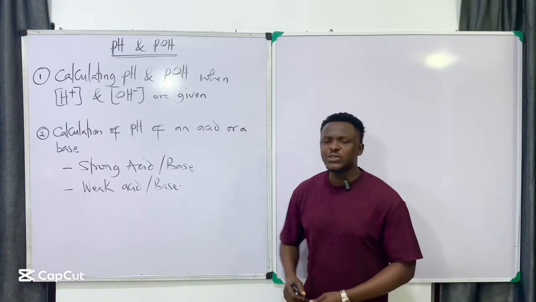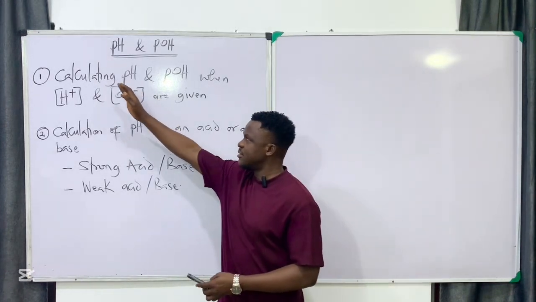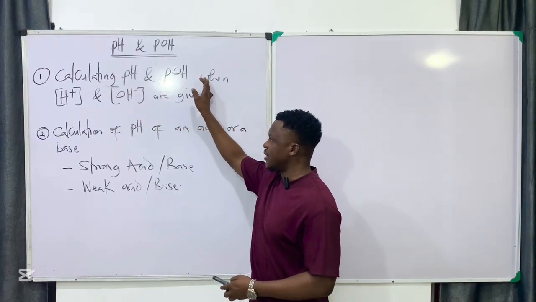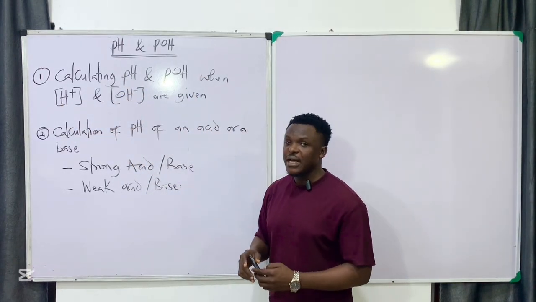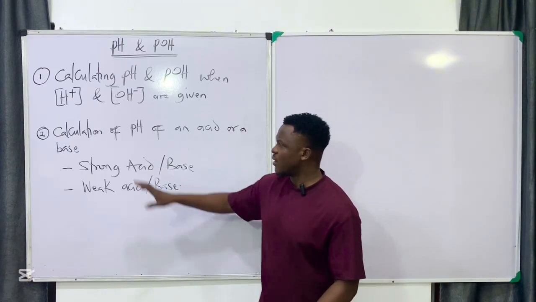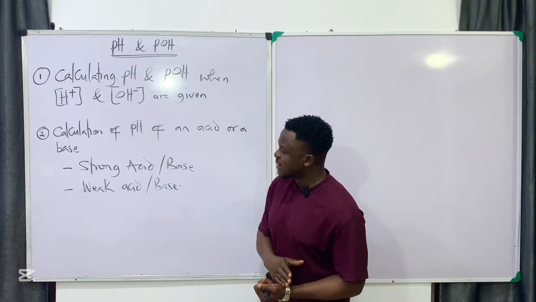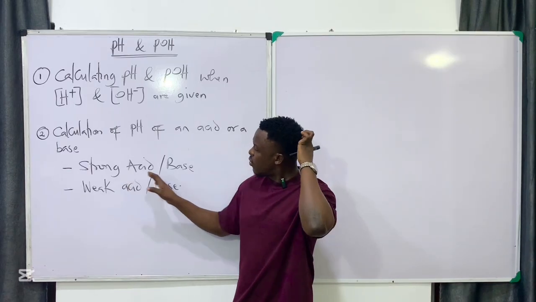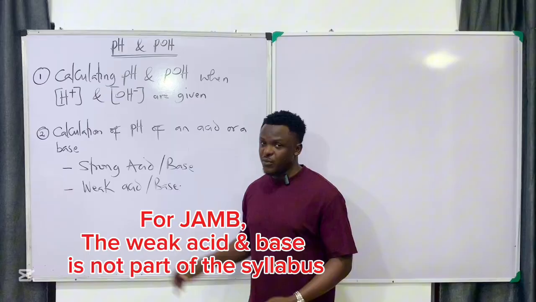In today's class, we want to talk about the calculations under pH. Now the first one is calculating pH and pOH when the concentration of H plus and that of OH minus are given. The next one is calculation of pH of an acid or that of a base. Now an acid can either be a strong acid or a weak acid. We can also have a strong base and a weak base.